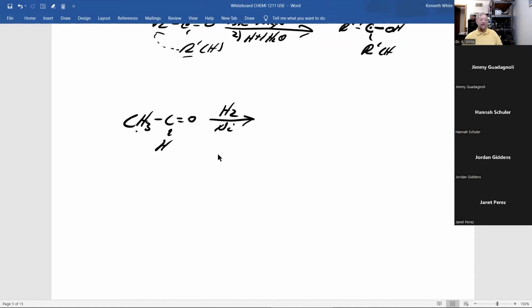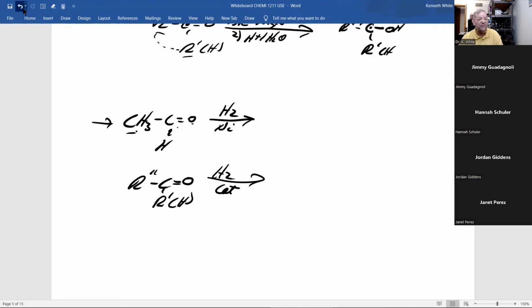So let's take a look at this. If I take this molecule, react it with hydrogen and nickel, what happens? Well, what do we have here? Ooh, oxygen double bond to carbon with hydrogen, but it could have been R prime, or in our case, hydrogen, and carbons here, R double prime. And then I have hydrogen and a catalyst. Whoops, I've been pretty good about that.